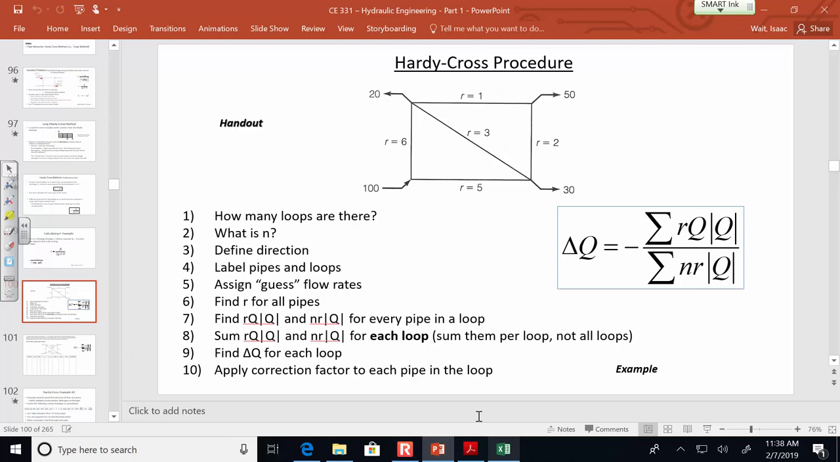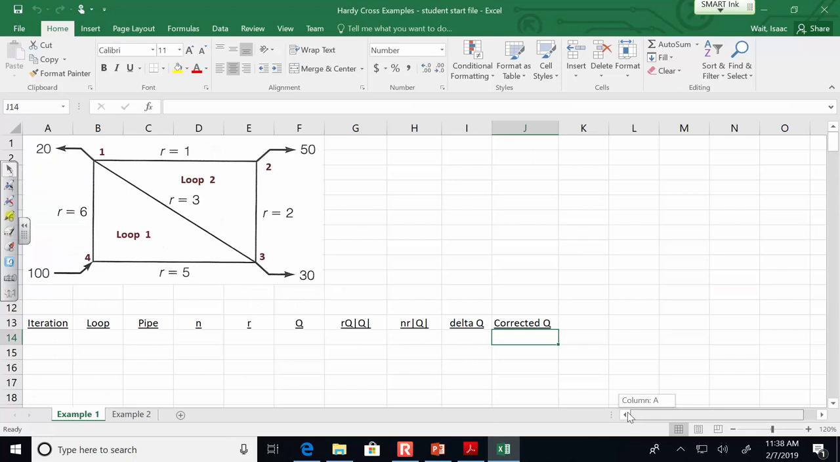All right, so here's a list of the procedure. I think it's easier for us just to utilize it. And so go ahead and open up your computers and open the tab that says Example 1.